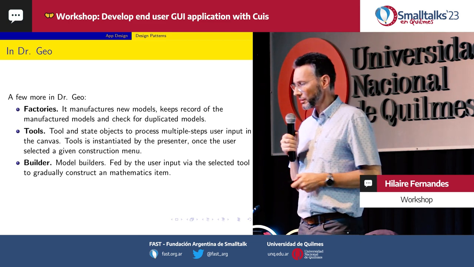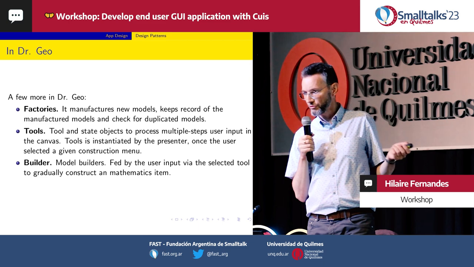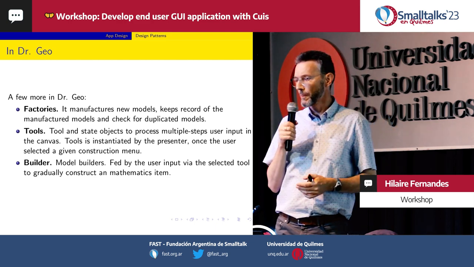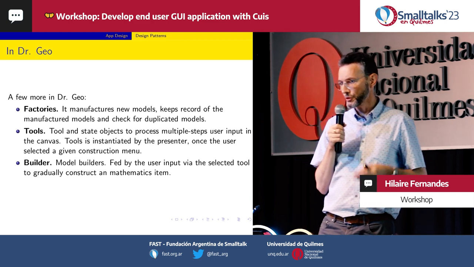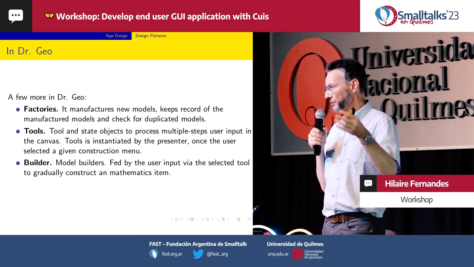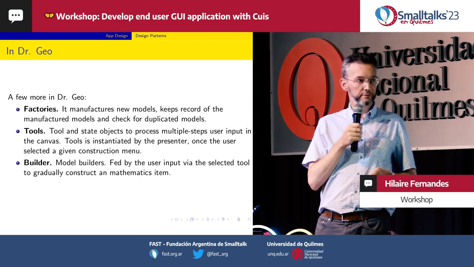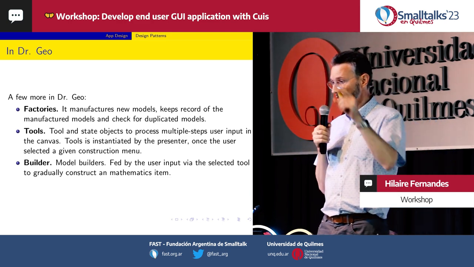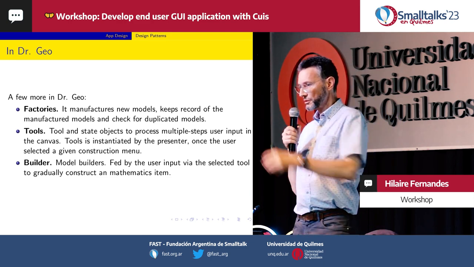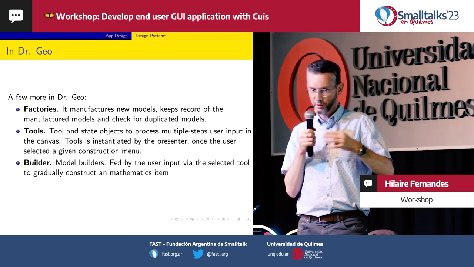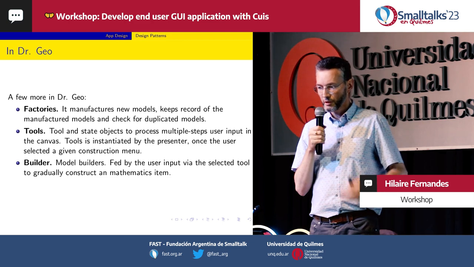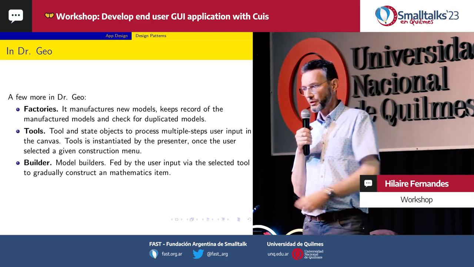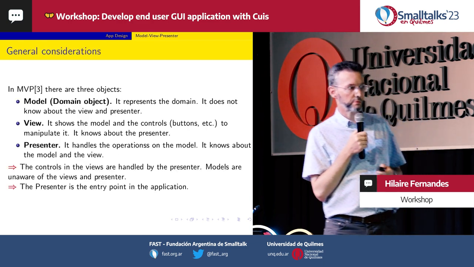In .geo, I had a few more design patterns. For example, factories. I use factories when the user constructs a new mathematical object; it first goes into a factory just to check that there is no duplicate, that an object of the same nature doesn't already exist. I have the tools pattern. Tool means state. This is to manage the different mouse operations with several steps to build an object. So this is quite a lot of objects. And then the builder: when the user selects enough information, this information is provided to the builder to build the final model. We don't need that for our example.